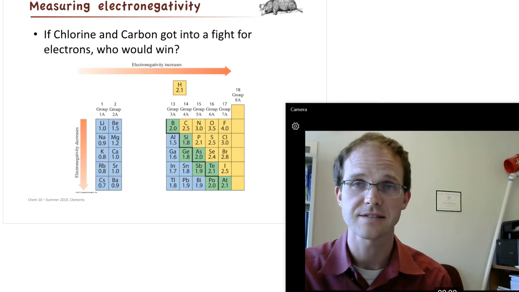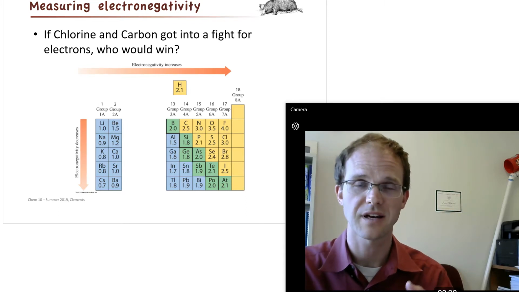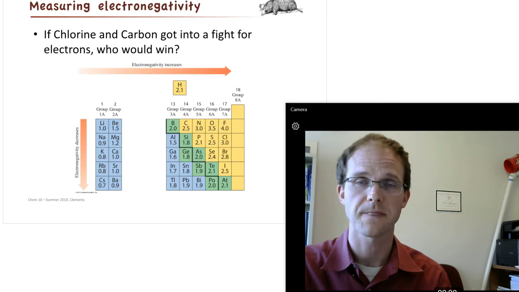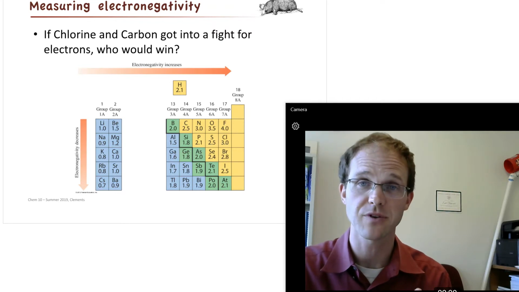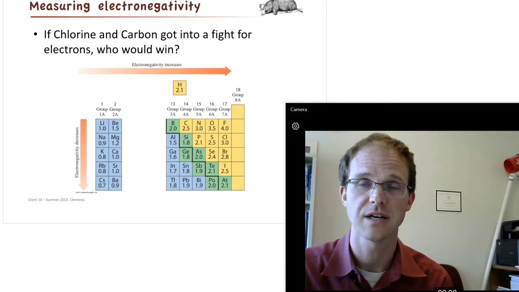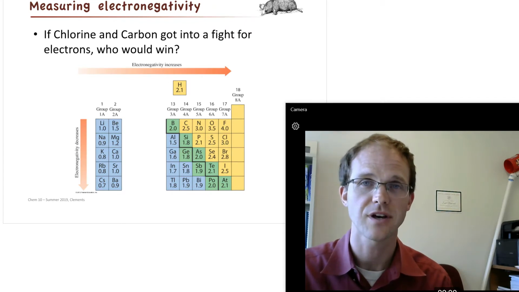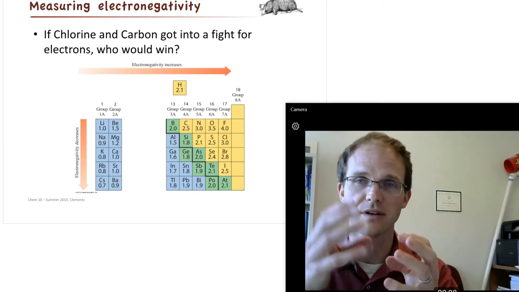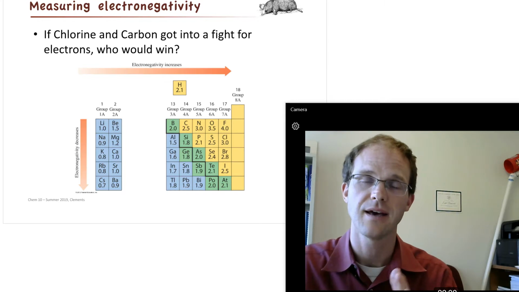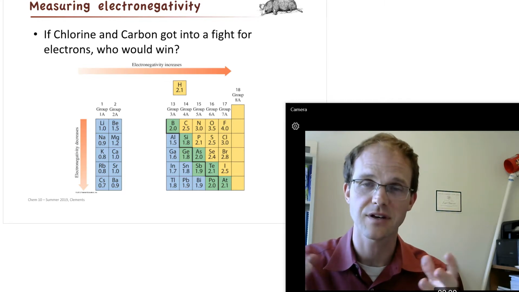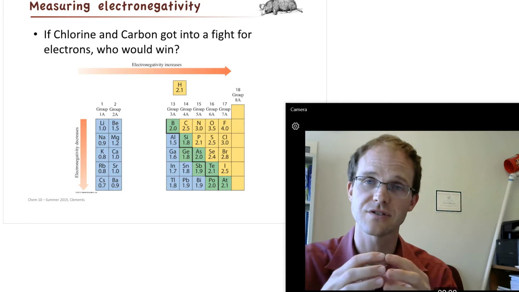So our next topic here, we just talked about how to draw Lewis structures. Then we talked about what shape those things take on using VSEPR theory. And the next thing we're going to talk about is how do they interact with each other? How does one molecule interact with a molecule next to it? And it turns out to understand that, we have to understand how the electrons are distributed within the molecule.